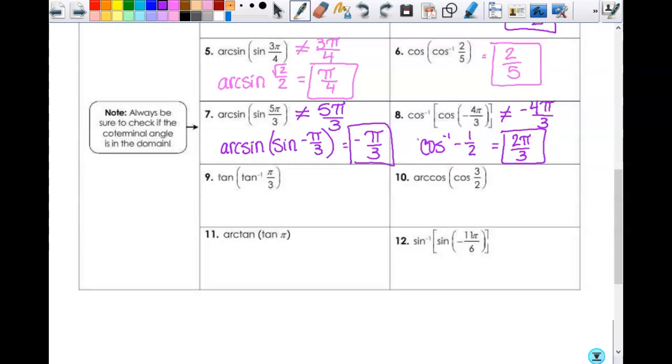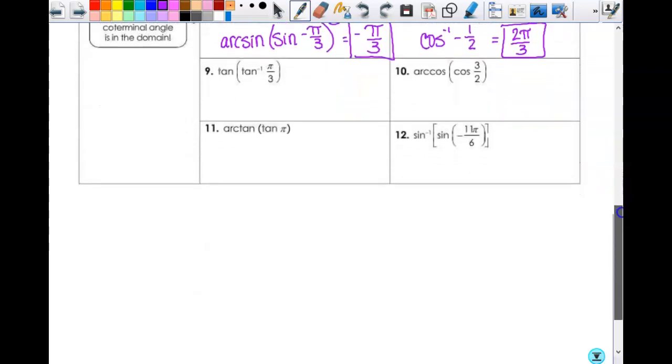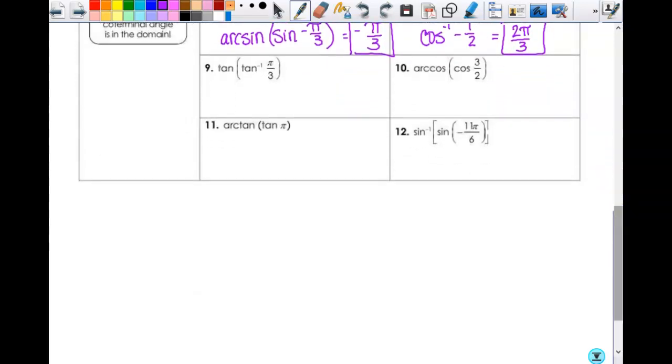All right, number 9, the tangent of the tangent inverse of π/3. What do you think that is? Okay, so let me ask you this. What do we take the tangent inverse of? An angle or a ratio? A ratio. Now, π/3 does fall between negative π/2 and π/2, but that has nothing to do with this problem. Because even though it looks like a radian angle, that is a ratio. If I'm going to take the inverse, this is not an angle. Okay? It's going to give me an angle.